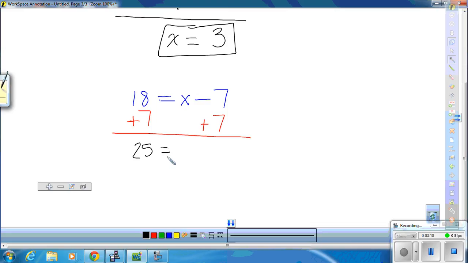And my equal sign stays where it is, and x stays where it is. And negative 7 plus positive 7 is 0. It goes away. And so that leaves me with x is equal to 25.